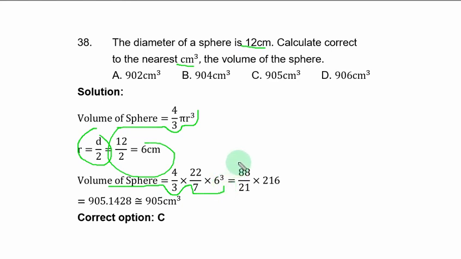4 times 22 is 88. 3 times 7 is 21, times 6 cubed, 216. You multiply and divide, you have 905.1428. To the nearest cubic centimeters, we are interested in 905. The next number is 1, which is less than 5. You round it down to 0 and you have 905 cubic centimeters as the volume of the sphere.